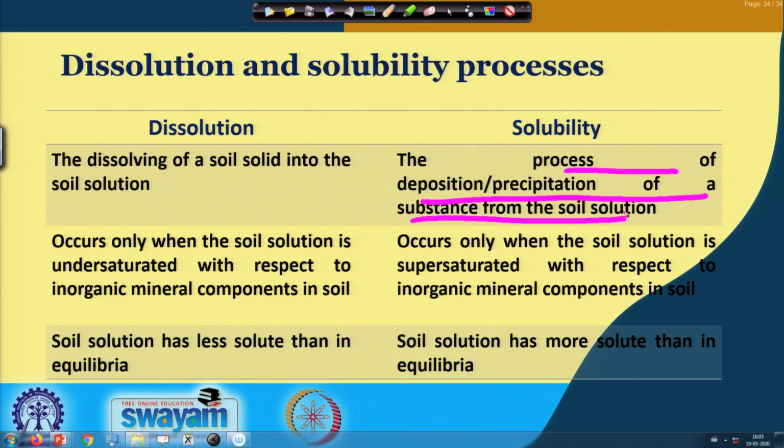And in case of dissolution, it occurs only when the soil solution is undersaturated. However, the solubility occurs when the soil solution is supersaturated. So, basically these are two opposite processes. In case of dissolution, soil solution has less solute than in equilibria. However, in case of solubility, soil solution has more solute than in equilibria. So, as a result of that, due to the supersaturation, there is a precipitation or there is deposition. However, when there is less solute than in equilibria, obviously there will be further dissolution to maintain the equilibrium.